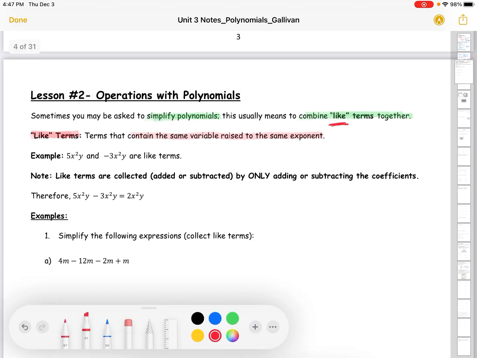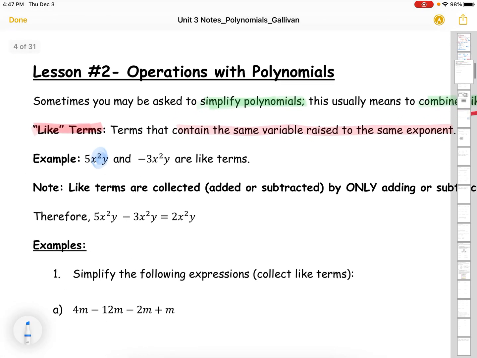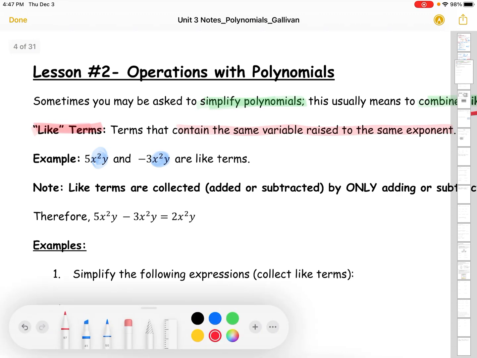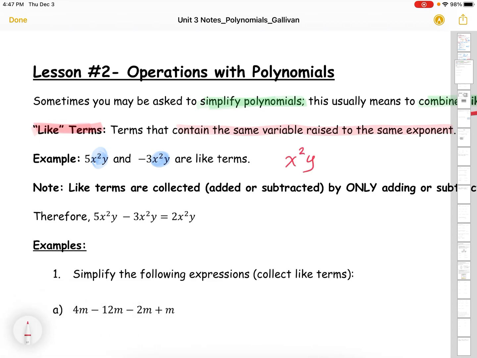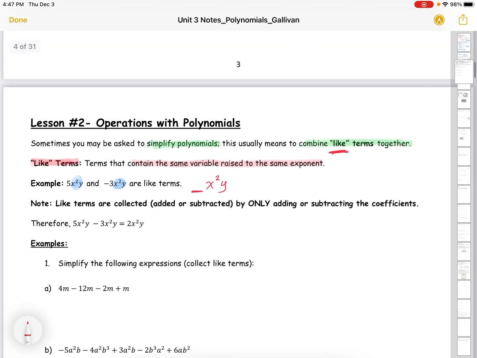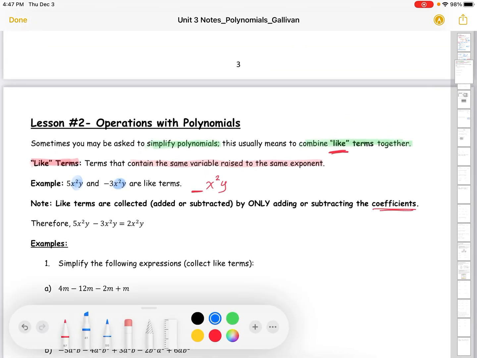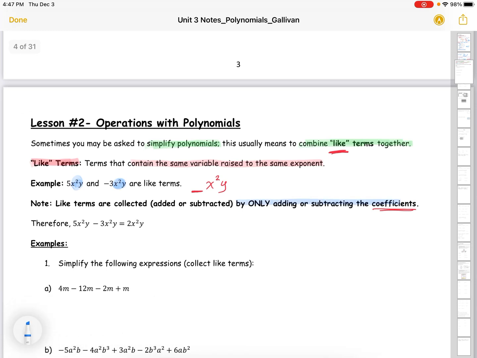So for example, if we look here, we have 5x squared y and 3x squared y. They both have a part that is x squared y with no other variables. All they have is a different coefficient. So we can collect those like terms, and what we do is we add and subtract those coefficients, right? So we collect those like terms only by adding and subtracting the coefficients, okay? The rest of it, the variable part, stays the same.